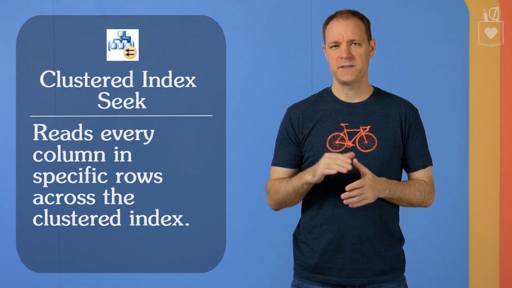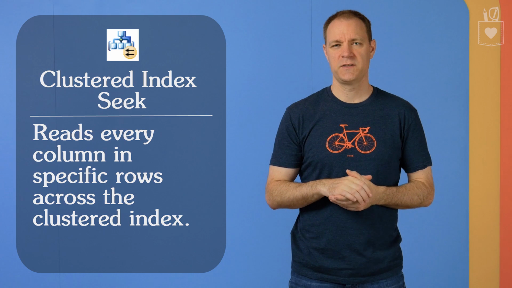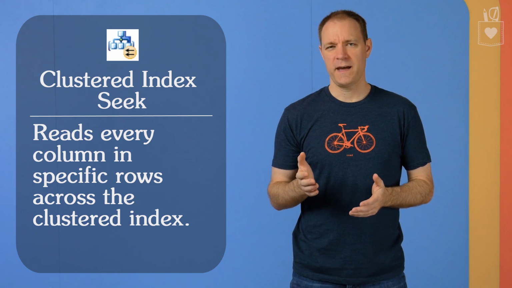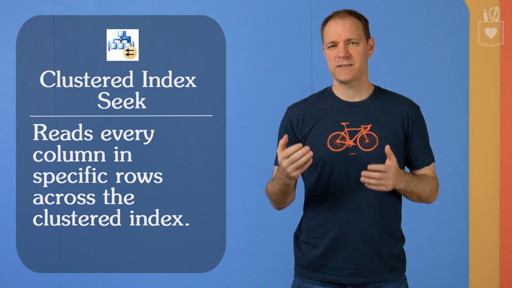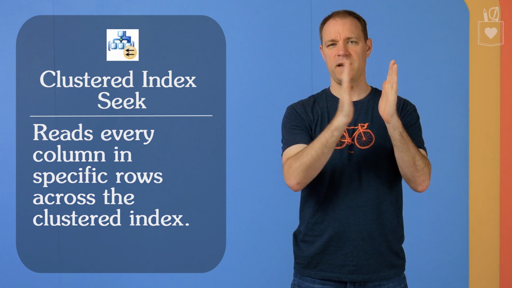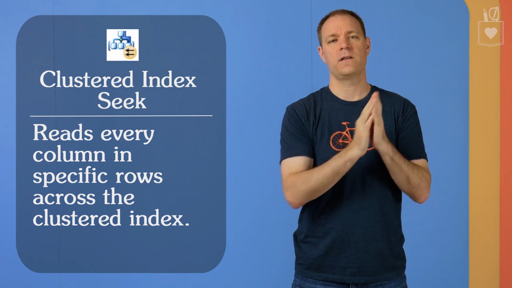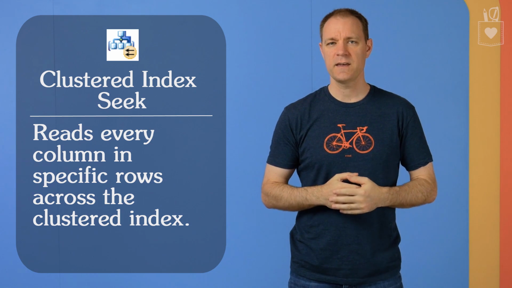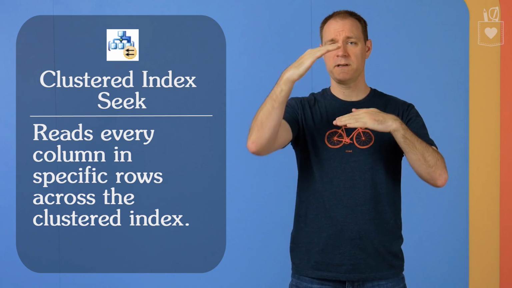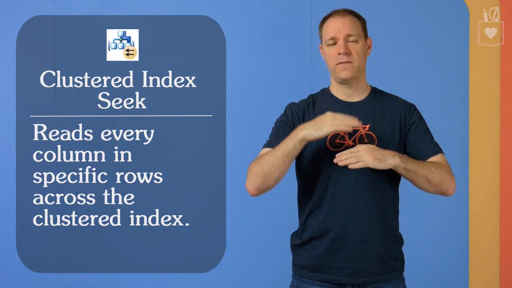A clustered index seek is kind of like an index scan, only in the sense that they go in two different directions. What I mean by that is that the index scan contains a subset of columns, not every column. A clustered index seek contains all the columns, but only a subset of rows, not every row.